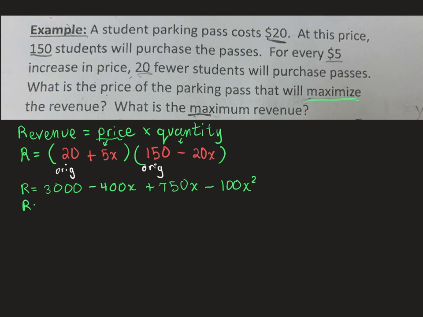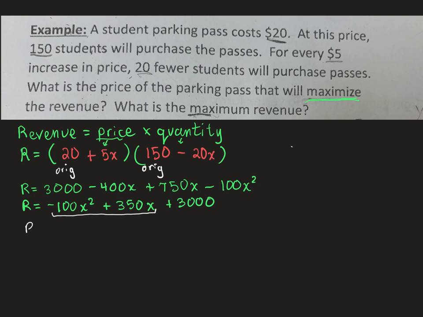All right, rearrange the order so it's in general form before we begin completing the square to get it into vertex form. So negative 100x squared comes first. Negative 400 plus 750 is going to be plus 350x, and then finally plus 3,000. All right, so we are now in general form. So we are going to now commence with completing the square to get it into vertex form.